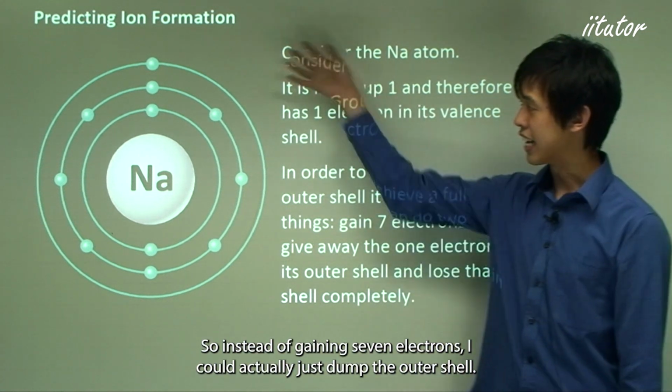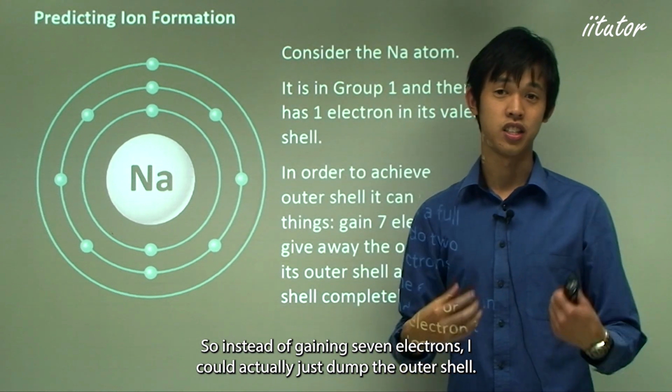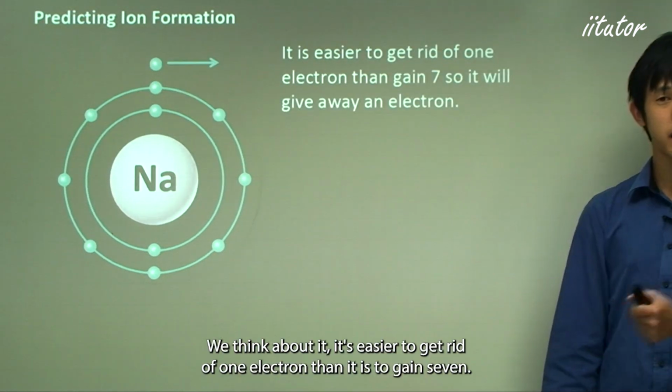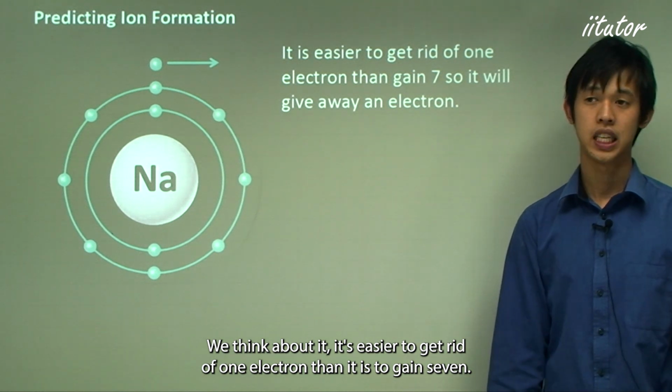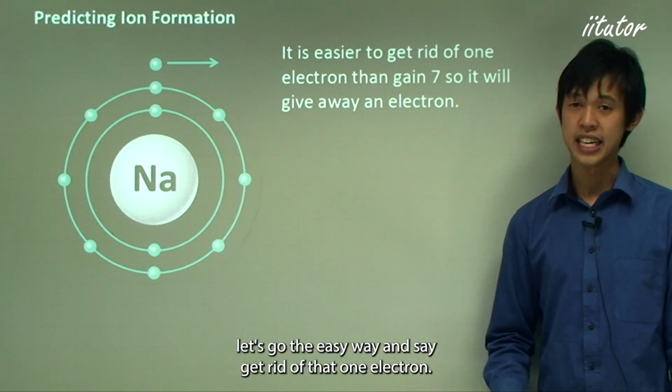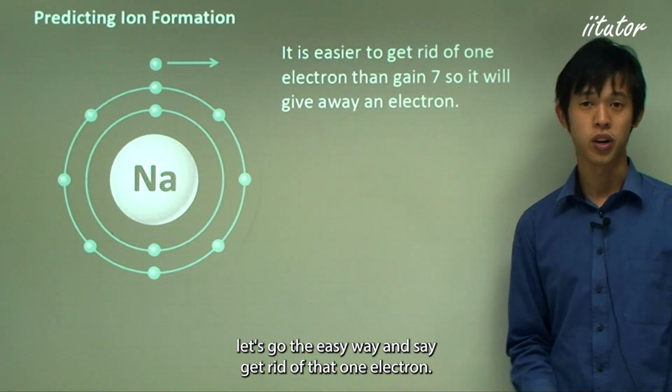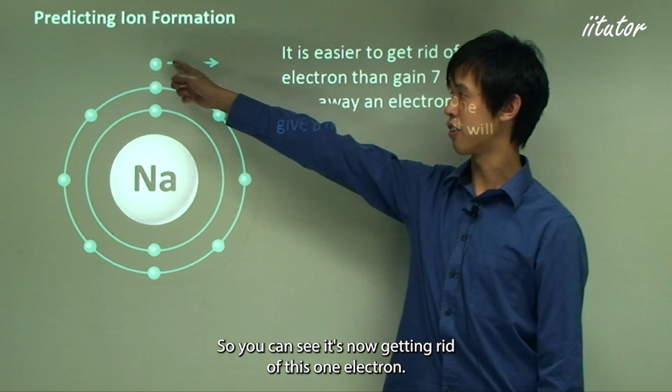So instead of gaining 7 electrons, I could just dump the outer shell. If you think about it, it's easier to get rid of 1 electron than it is to gain 7. The natural thing to do would be to go the easy way and get rid of that 1 electron. So you can see it's now getting rid of this 1 electron.